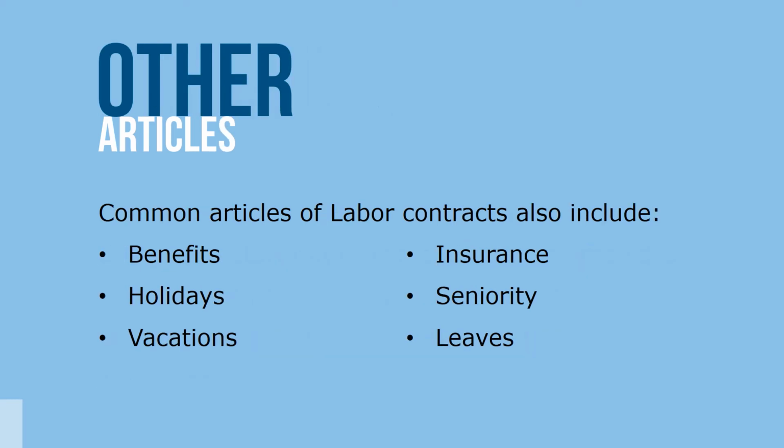Now, this was admittedly a quick overview of common sections or articles of your labor contracts. Other sections of your labor agreements commonly could include benefit information such as insurance, holiday and sick pay, sick leave, and seniority.